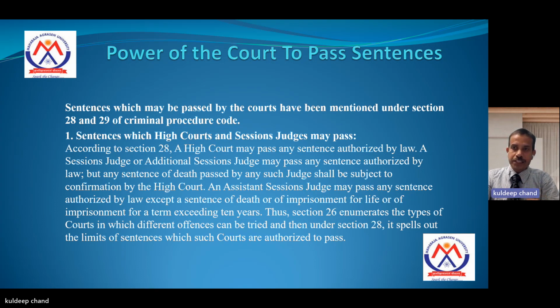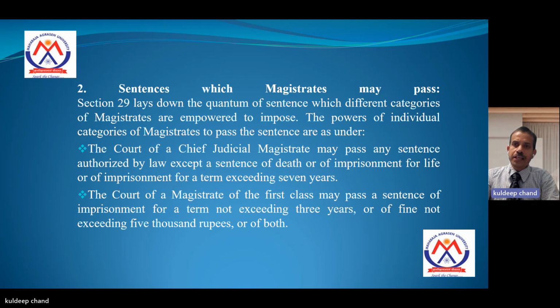Section 26 provides the types of courts in which the different offenses can be tried. And then section 28 spells out the limits of sentence which such courts are authorized to pass. Section 29 lays down the quantum of the sentence which different categories of magistrates are empowered to impose on accused persons. The powers of the individual categories of magistrates to pass the sentence are as under.